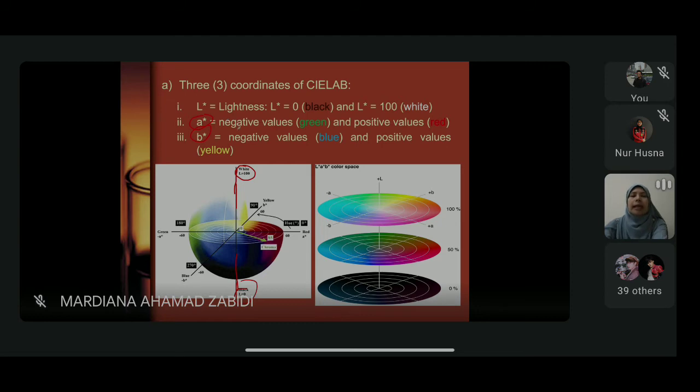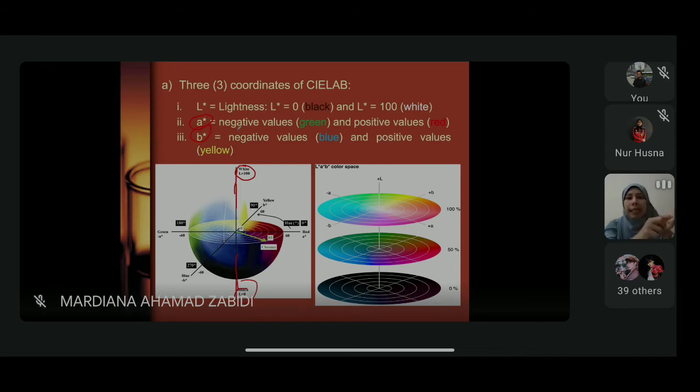Okay, A star and B star have positive and negative values. Alright, for lightness there is no positive or negative value. The value only goes from 0 until 100. But for A star and B star there are negative and positive values. And when you want to report your value for A star and B star, you need to write it down together with the negative or positive symbol.